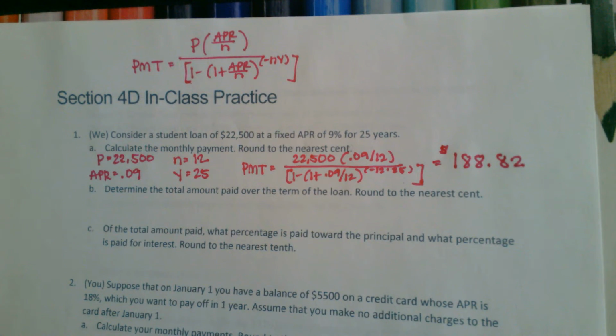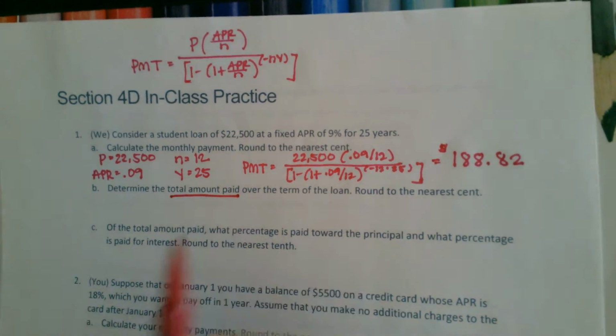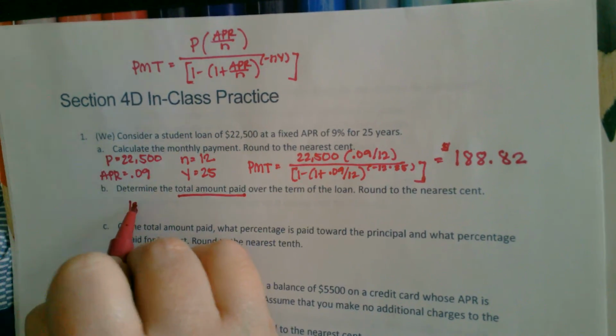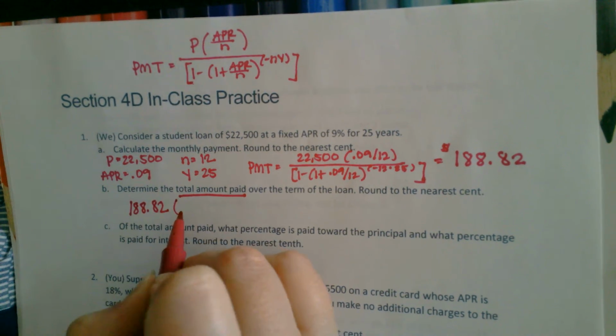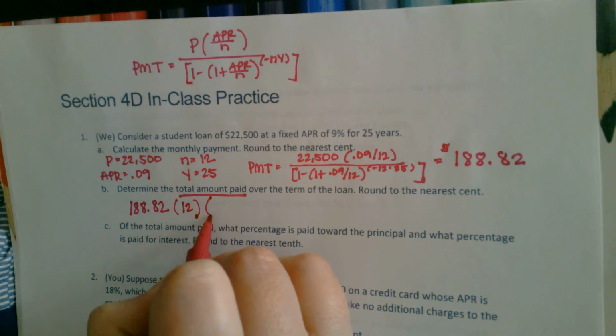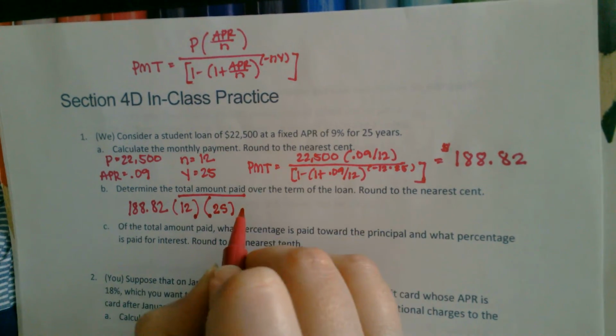So part B, determine the total amount paid over the term of the loan, rounded to the nearest cent. So they want the total amount paid. This is similar to the total amount of deposits that we would put in a savings plan. So we're going to take the amount that we pay per month, 188.82, and multiply that by the number of times per year, in this case 12, and the number of years, which is 25. So we have our payment times N times Y.